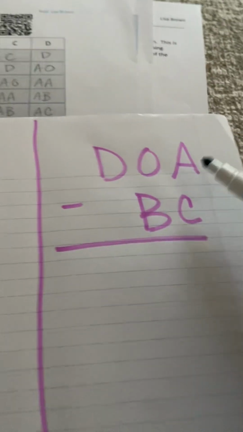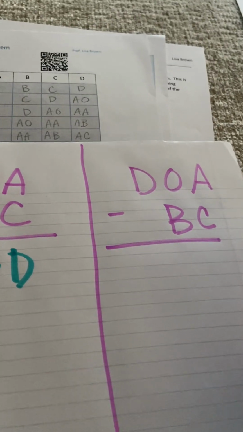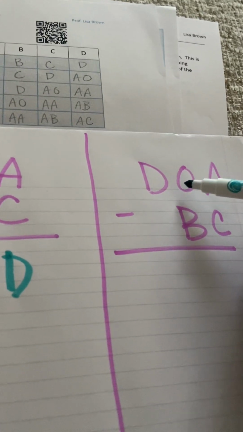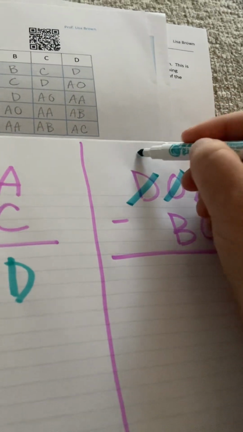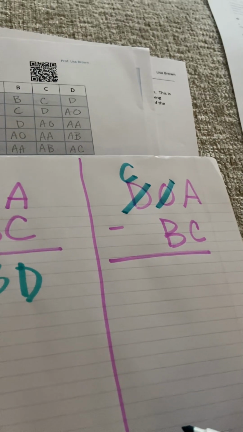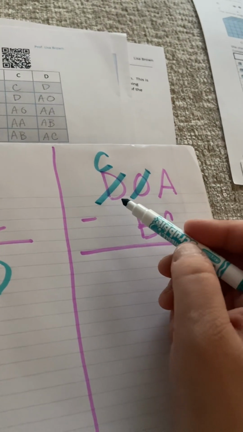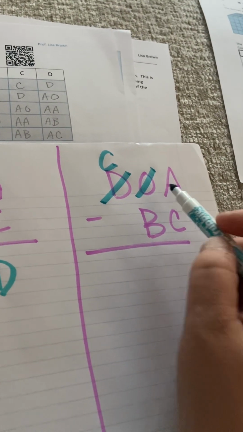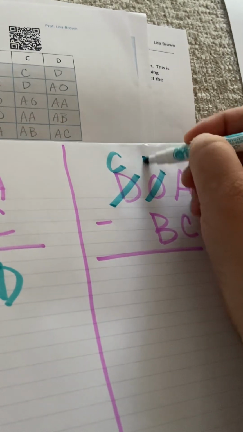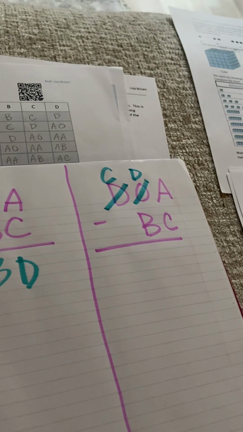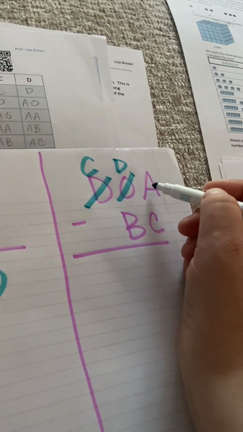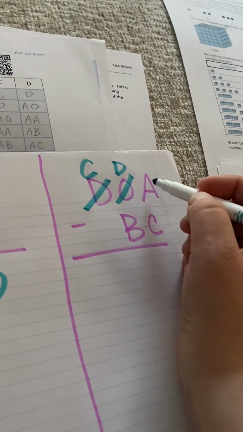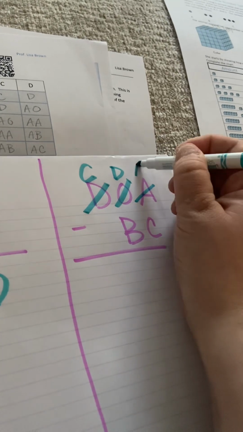So what we need to do is borrow from our friend next door. But our friend next door doesn't have anything. So we need to borrow from his friend next door. We're going to borrow from D. So that means we're going to turn D into a C. So that means that O would turn into D. So A would really be A.